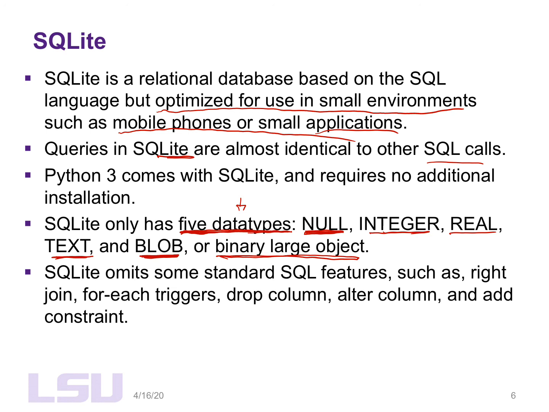So there is no date type. There are so many other data types that are not available here. So if you have date, we're going to have to use text. So life is all about give and take, right? It's very light and fast. Well, it's limited in the number of data types, but we are able to do what we need to do with these limited data types. Most of the time, we're just going to be using text, integer, or real. So it omits some standard SQL features, such as right join, for each triggers, drop column, and we're not going to be using most of those.